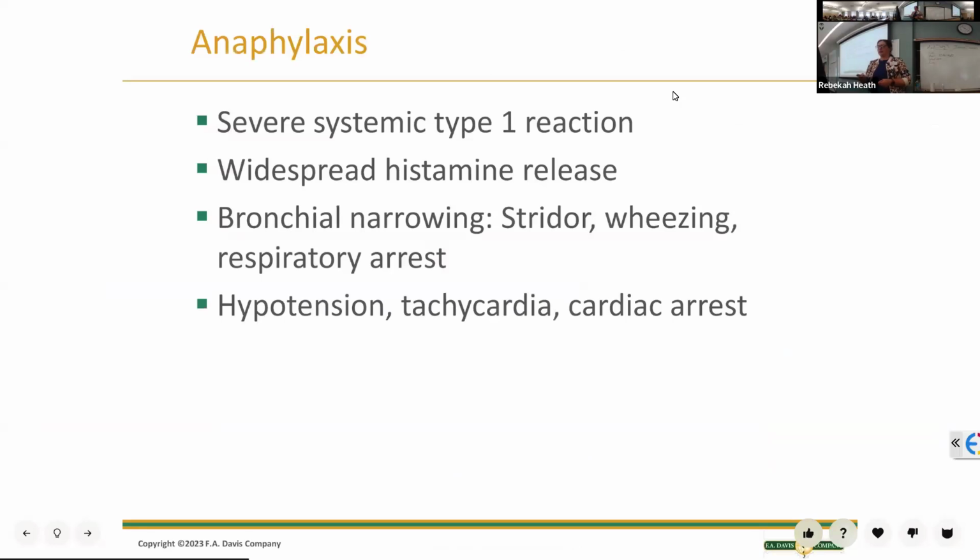So severe type 1 sensitivity reaction, it's widespread with this histamine release. You get those little Y things that we saw, right? They are attached to those mast cells, and then when you're exposed to it again, those mast cells go and they release so much histamine. You usually have hypotension, tachycardia, and eventual cardiac arrest.